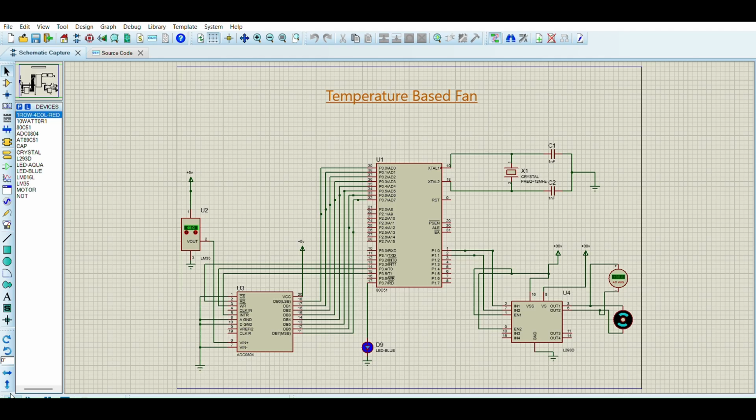So after this it passes through the P1 pins, the output pins, to the motor. So the motor speed varies when the temperature varies. So here we can go with this. Here we run the project.